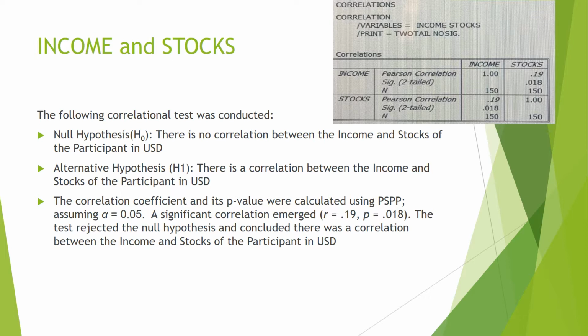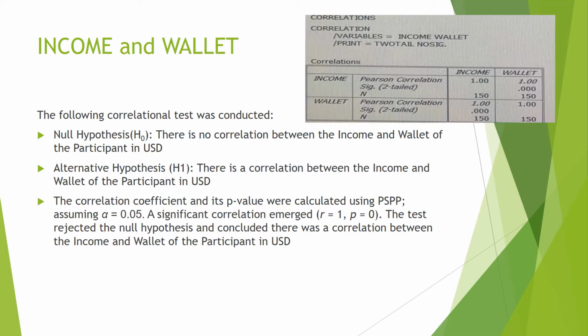Most likely when there is higher income, then people will have surplus and they might invest in the stock, so their portfolio value will be higher. So these two are related. Likewise, let's go for the income and wallet. This test is also statistically significant. R value is equal to 1, very strong. If you have higher income, higher cash, of course.